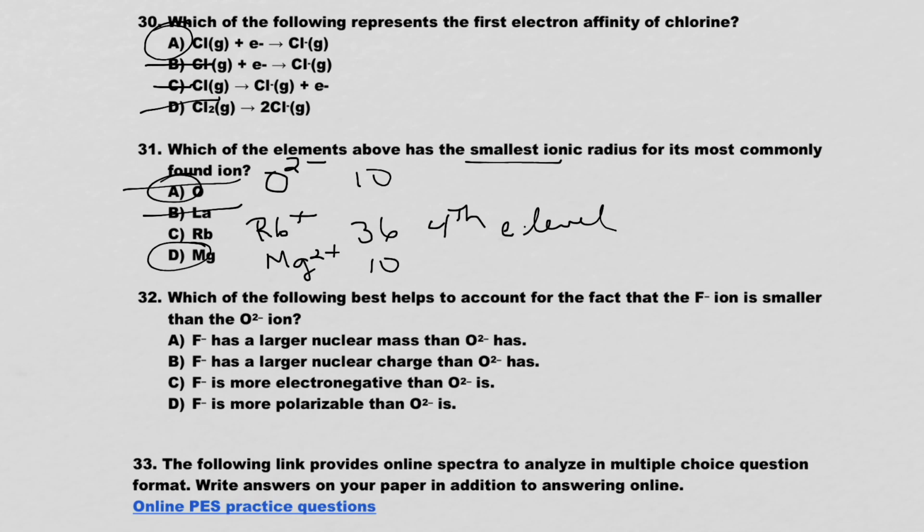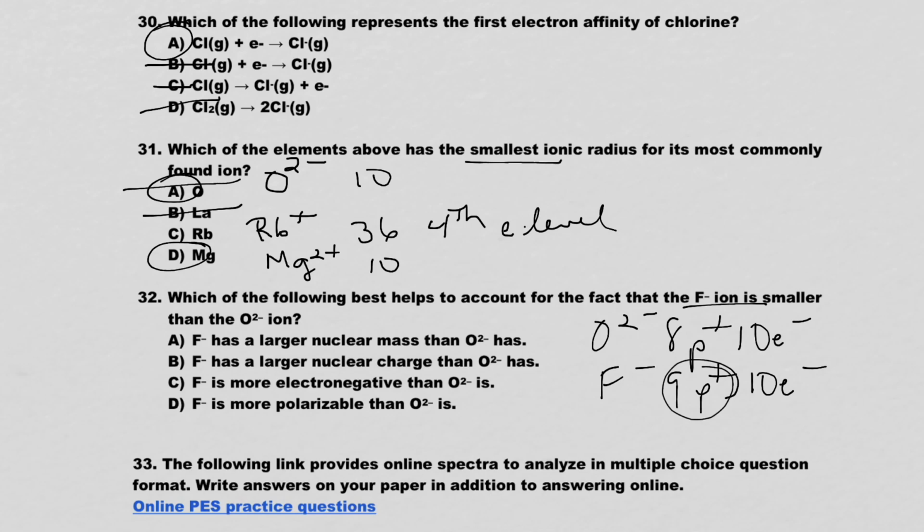Okay, and then the last one here, which of the following best helps to account for the fact that fluoride ion is smaller than the oxide ion? Very similar reason. They're right next door to each other. Oxide has 8 protons and 10 electrons. Fluoride has 9 protons and 10 electrons. So they're isoelectronic, just like in 31 with oxygen and magnesium. It was telling us fluoride's smaller, but why? It's because of protons. So we're looking for which one has the right reason, and it's B, larger nuclear charge. They just left off the word effective. They're saying the same thing.